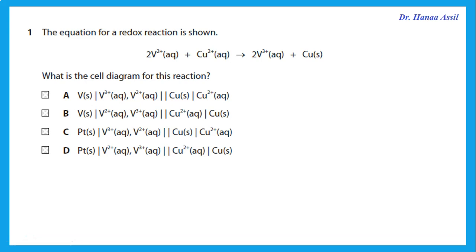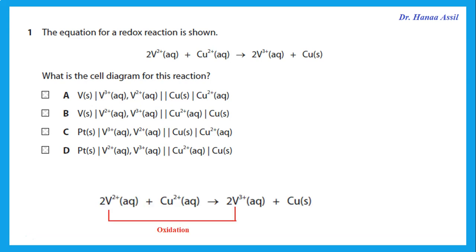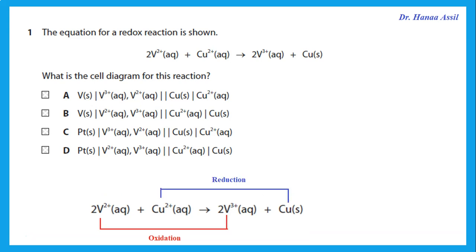The first question says the equation for a redox reaction is shown. What is the cell diagram for this reaction? How do we write a cell diagram for an oxidation reduction electrochemical cell? We look at the equation and we see where is the oxidation. So of course the oxidation is vanadium 2 plus to vanadium 3 plus. The reduction is copper 2 plus to copper.